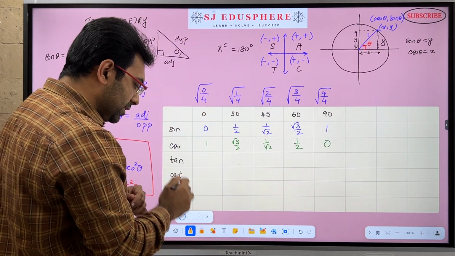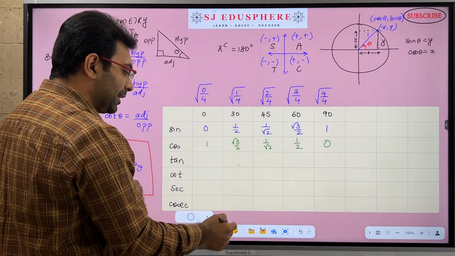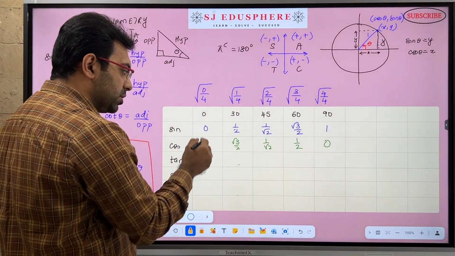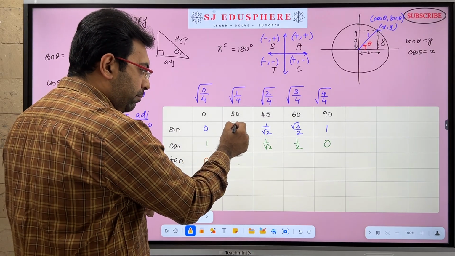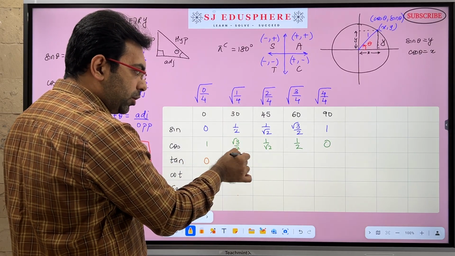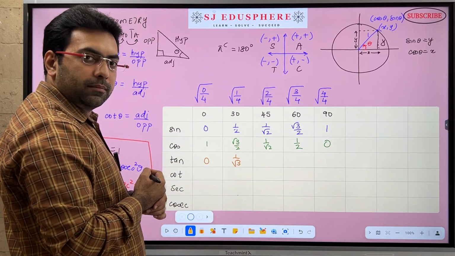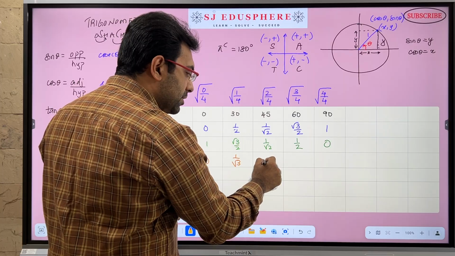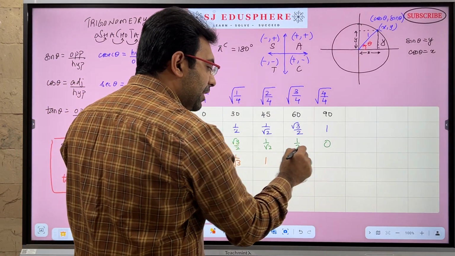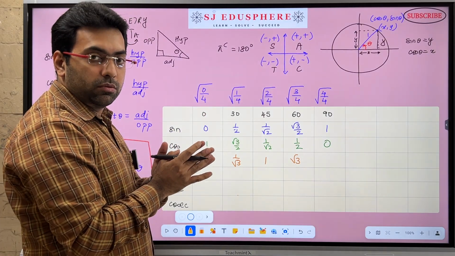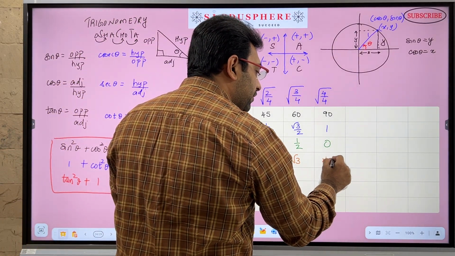Done. What is tan? Tan is sine over cos. So can I say sine over cos? 0 upon 1 is 0. 1 upon 2 divided by root 3 by 2, 2 and 2 cancel, leaving me with 1 by root 3. Same number upon same number is 1. 2 and 2 got cancelled, left with root 3, 1 upon 0. Anything upon 0, students, is not defined.